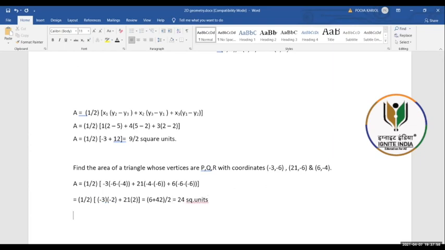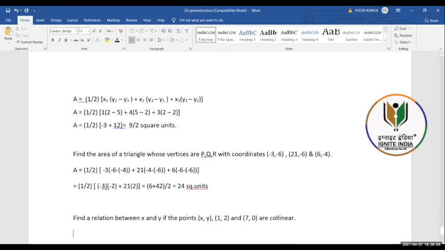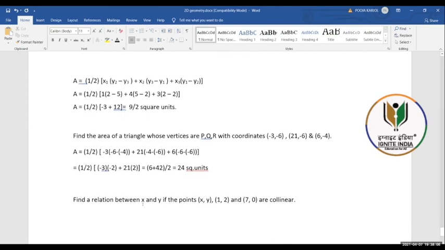Okay, I hope you guys understood this. Try this question. Find the relation between x and y if the points x, y and 1, 2 and 7, 0 are collinear. Okay, try this one.